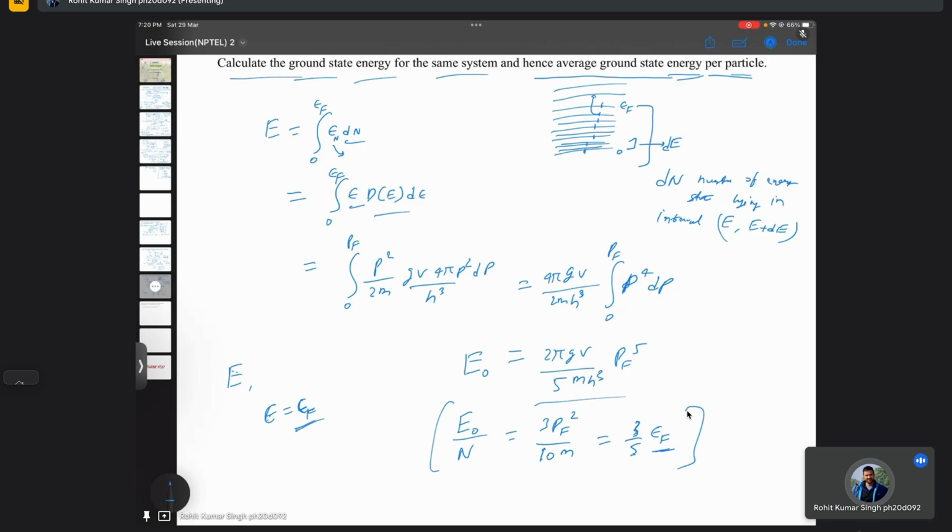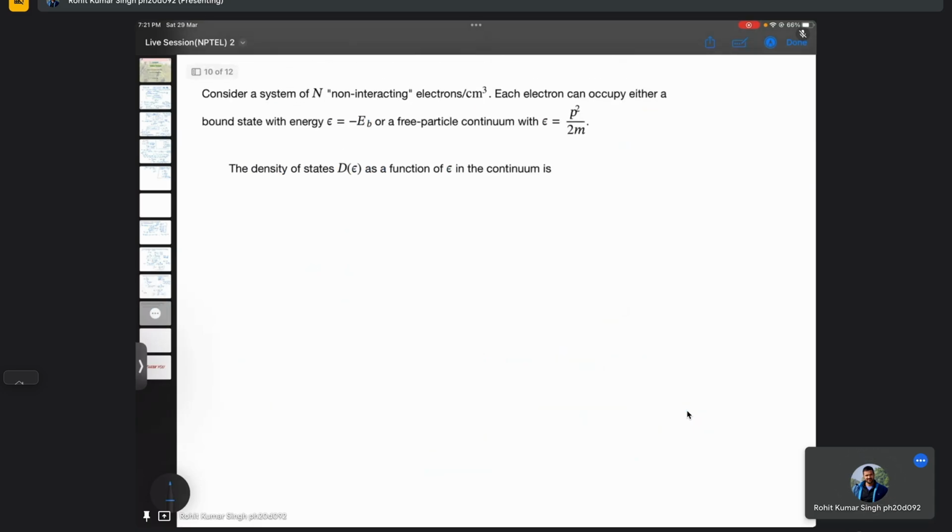Is it fine? Anyone has any doubt? You can ask. Okay, if no one has any doubt, let's move to the next problem. This is the last problem.